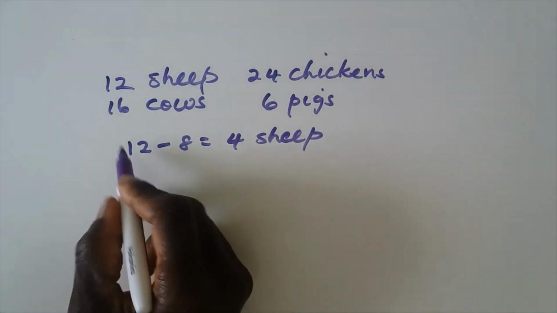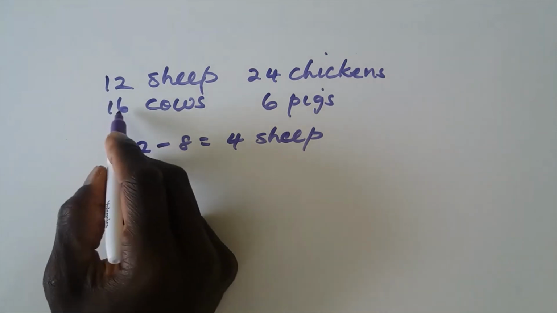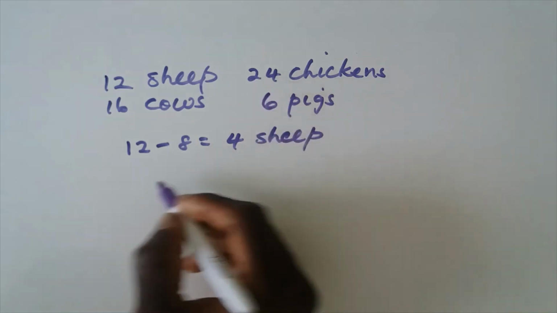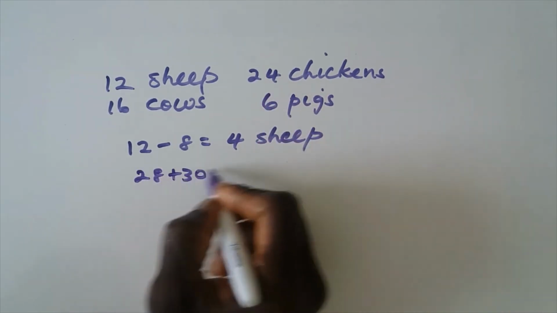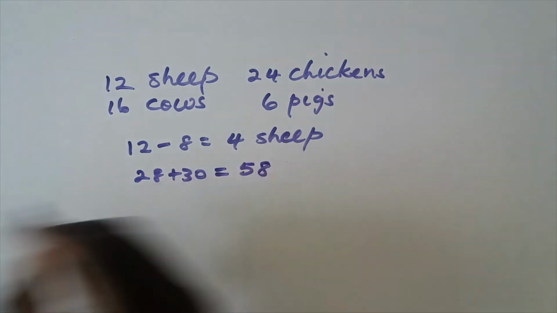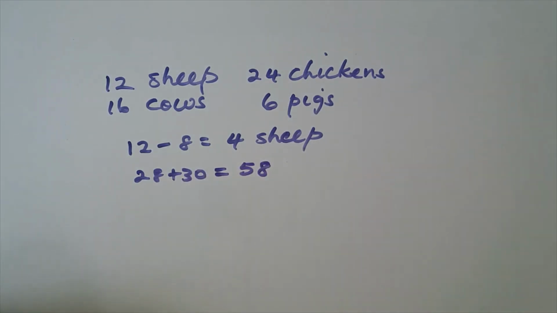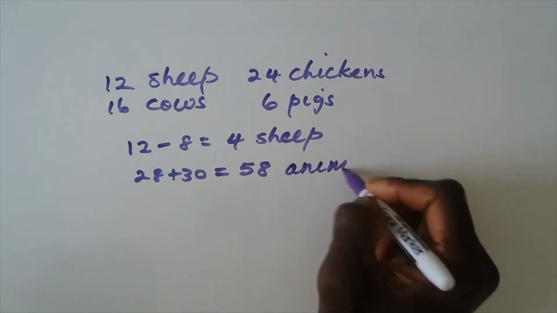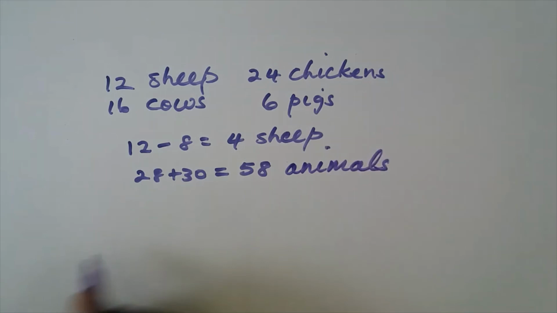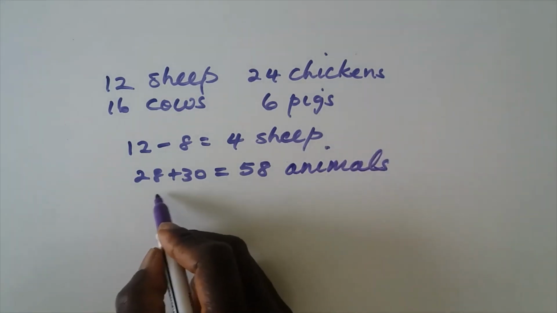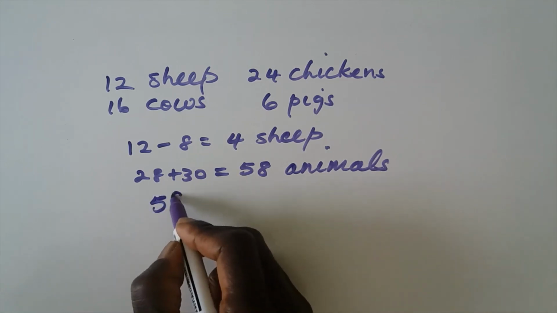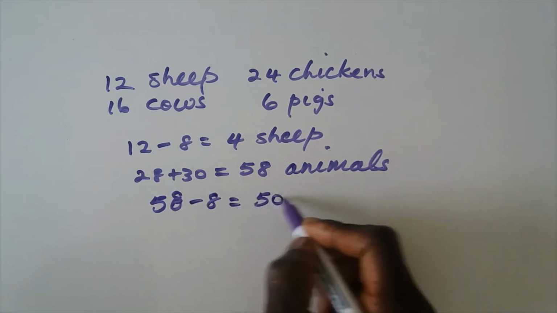Well, let's see how many animals she has in total. If we add here, we have 28. 28 add 30 will give us 58. Now she sells 8 of her sheep. So this is 58 animals. And if she sold 8 of her sheep, then she'd be left with 58 take away 8, which is 50 animals.